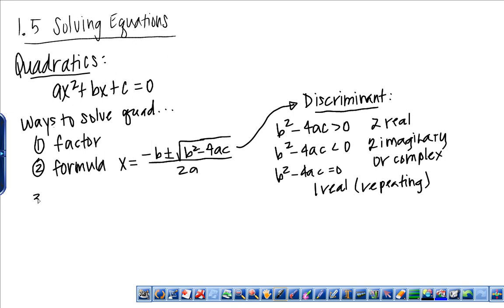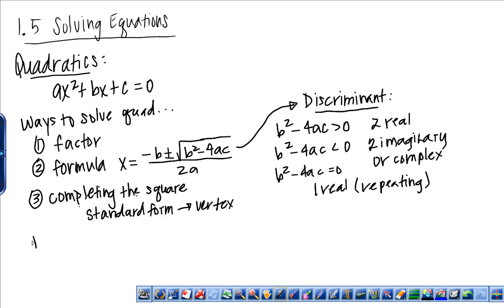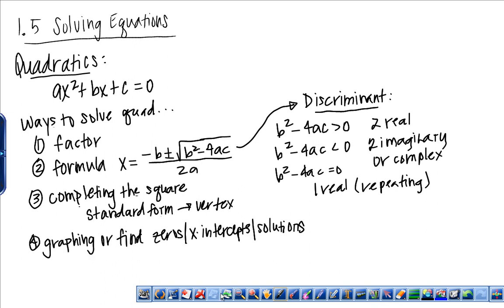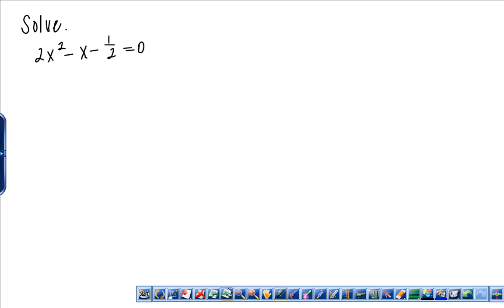All right. Another way to solve a quadratic could be completing the square. We are not doing this today, but I wanted to go ahead and put it in the list. You're usually doing this when you're going from the standard form to the vertex form. Another way to solve a quadratic is by graphing. All right, let's practice solving a quadratic.